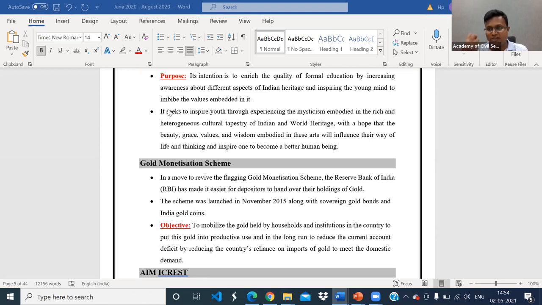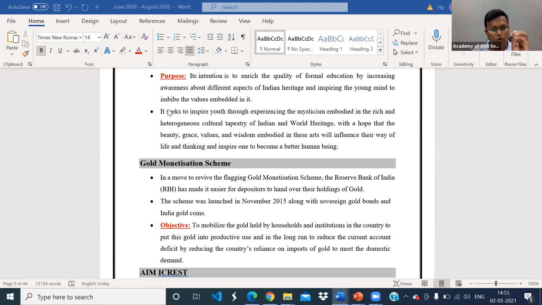Instead of keeping gold at home, you can purchase the gold bond. What is the aim of the gold bond? It is equal to gold only. It is a paper, a bond paper, the sovereign gold bond, and the value of that bond will increase when the gold value increases in the market. The value of the bond will come down when the value of gold decreases. So instead of keeping physical gold, convert it into money or into a sovereign gold bond. That is the aim of this.